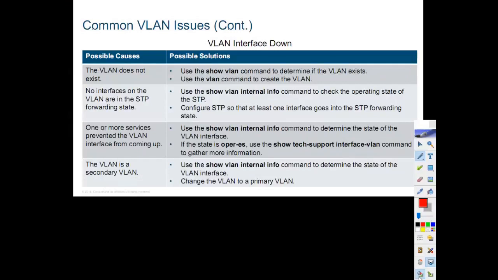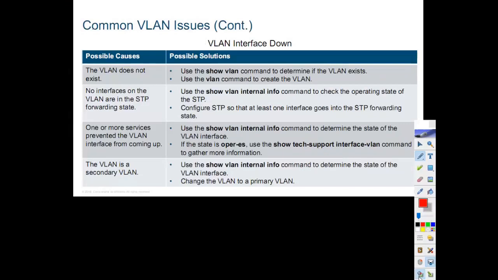Interface is down. Why? Number one, you're trying to create the VLAN interface and it's not in the database. That's not going to happen. So make sure in the VLAN database that the VLAN exists and is active, so that when you want to create the SVI for that VLAN, it should be there for you. Otherwise, you can't. It won't happen.